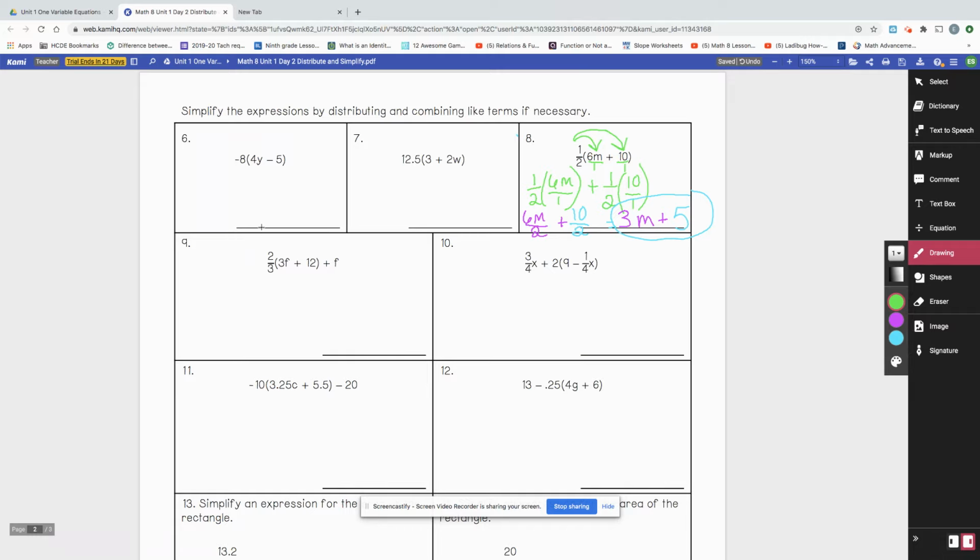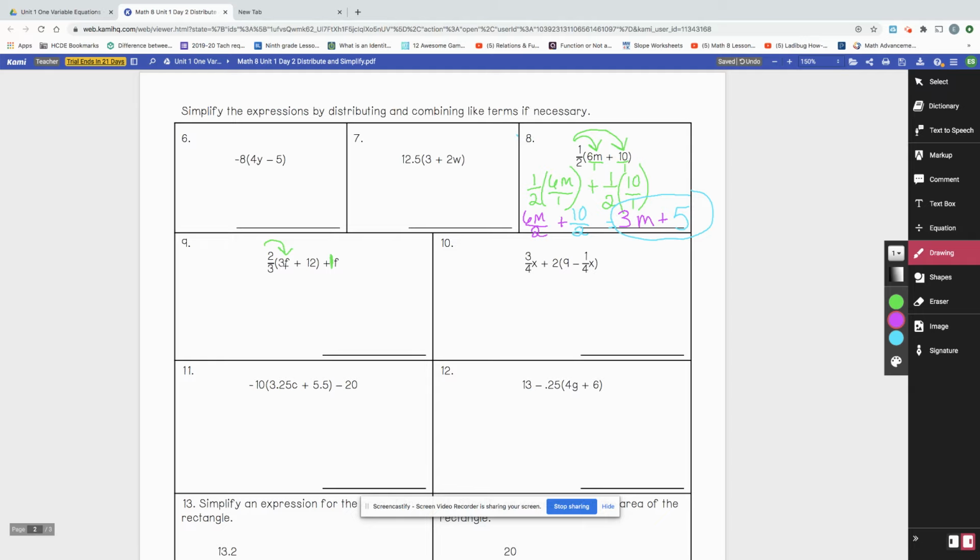Moving on to number 9. So we have 2/3 being distributed to 3 times f, and 2/3 being distributed to positive 12. Those are in parentheses. Notice over here we have this 1f by himself. This 2/3 will not be distributed there because distribution is multiplying. And we see that we have a positive sign in front of that 1f. So let's go ahead and get to work.